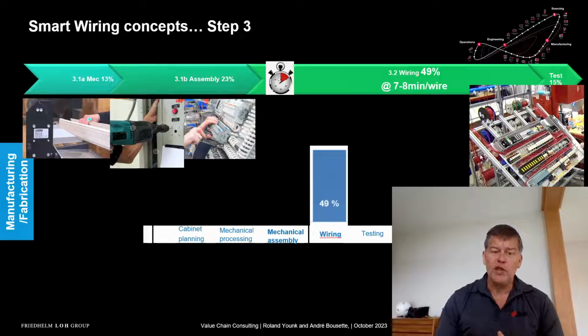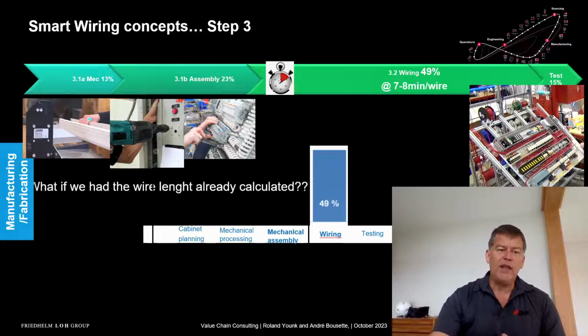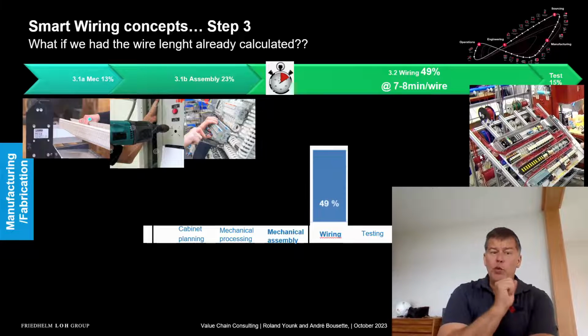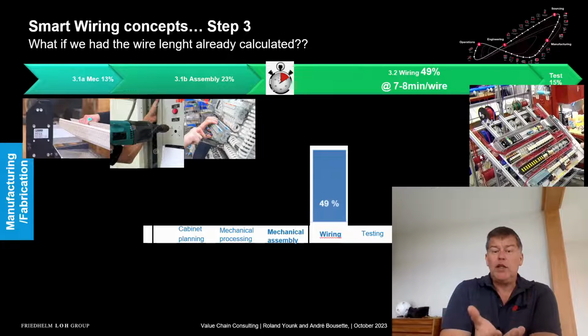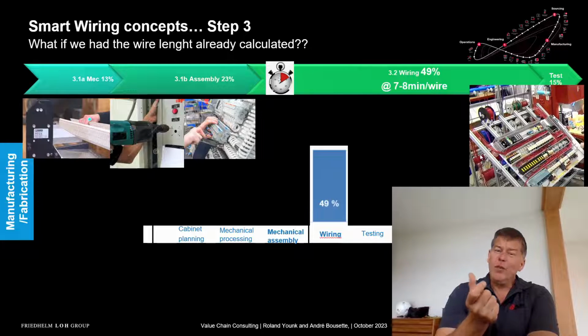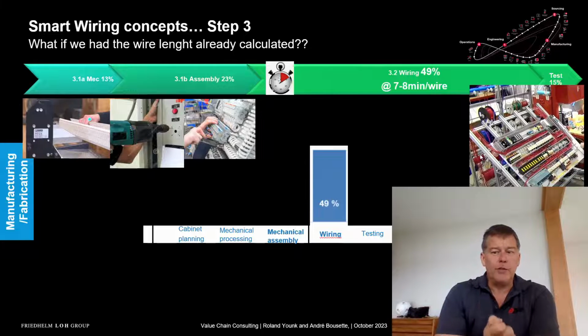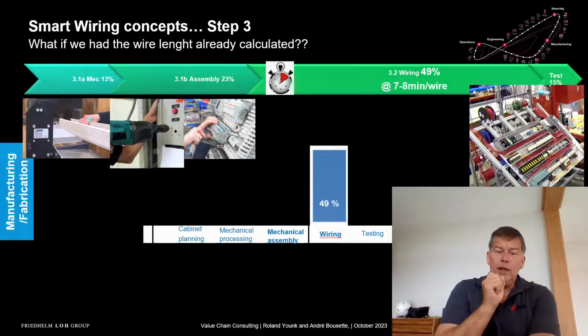So if we focus on this, let's rethink a little bit. What if we would have the wire length already calculated? Because this is the reason why we have to wait for the assembly to be done to actually be able to cut the wire in the right length. So we have to also think about the routing, which is not always obvious and can lead to errors based on some interpretations from the different electricians. So if you want to avoid this, let's do it for them.